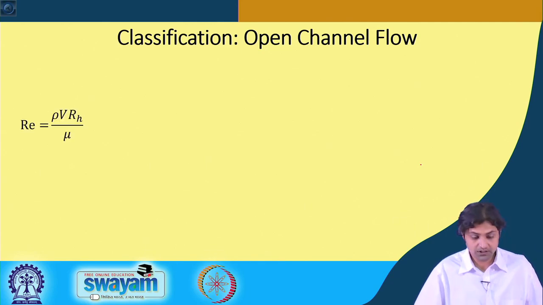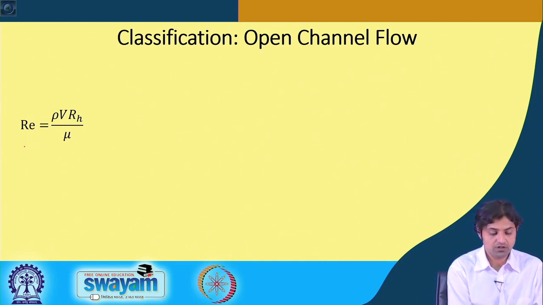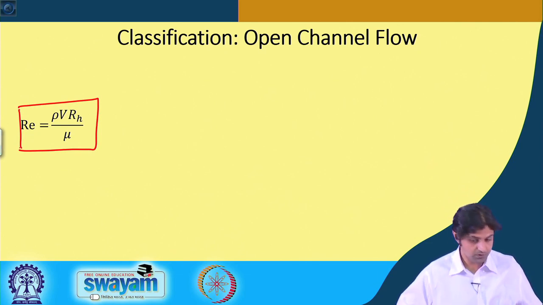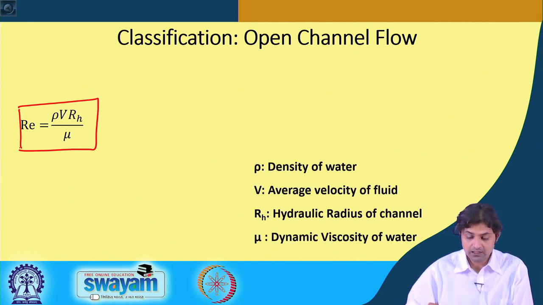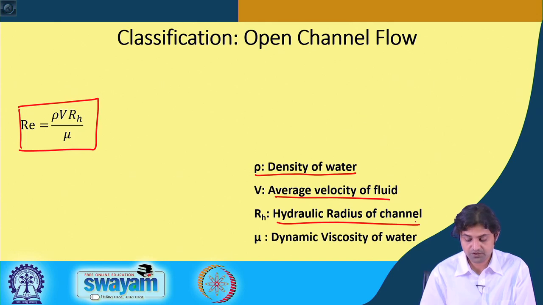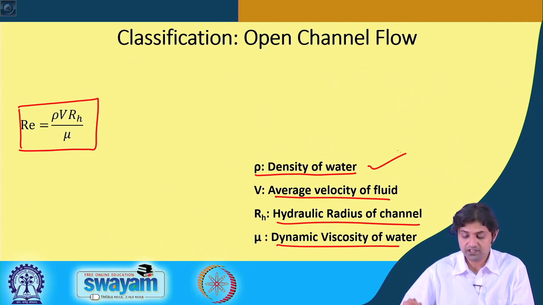Another classification of open channel flow depends upon a quantity called the Reynolds number. In open channel flow, Reynolds number is given by rho v R_H by mu. Here rho is the density of water, v is the average velocity of the fluid, R_H is the hydraulic radius of the channel, and mu is the dynamic viscosity of water. We have already seen what the density, the average velocity and the dynamic viscosity are.